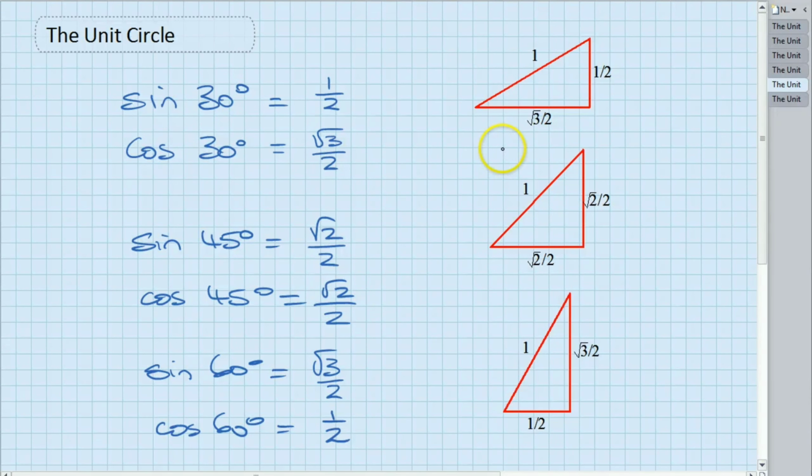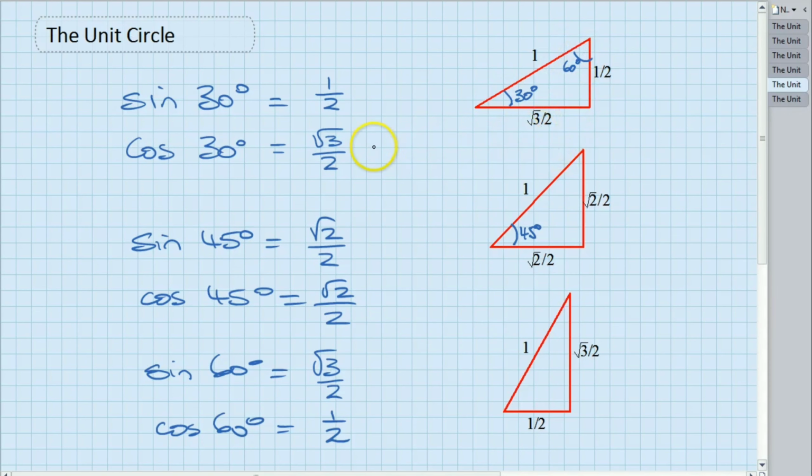In the previous video, we looked at two special triangles. We looked at the triangle that was 30 degrees and 60 degrees, and the triangle which was 45 degrees. And we determined that the sine of the 30 degree angle is the opposite over the hypotenuse, and so the sine is a half, and that's the ratio of the length of the opposite side divided by the length of the hypotenuse.